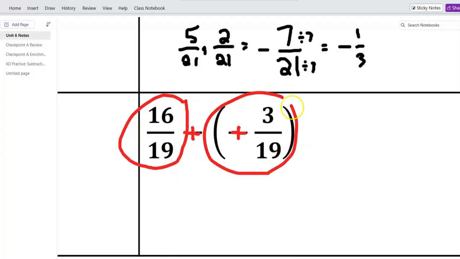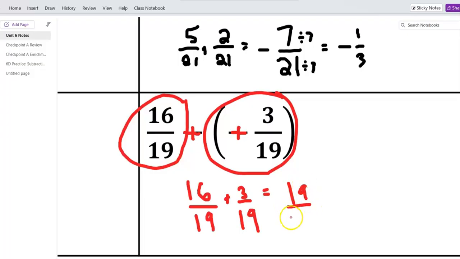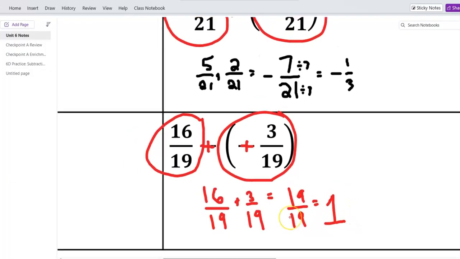And these have the same sign. So now we can add them. So 16/19 plus 3/19 is going to be 19/19. And if we have 19 out of 19, that means we have one whole. So we're done. The answer is just 1 here. There we go. That's a better one.